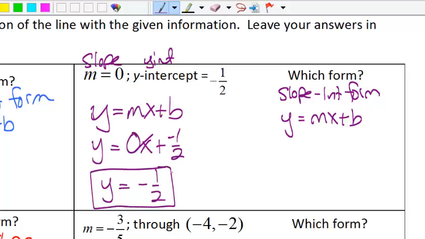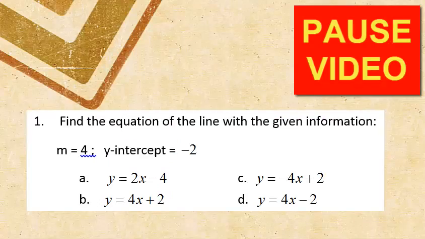Is that written in slope-intercept form? Well, as much as possible with the y all by itself.